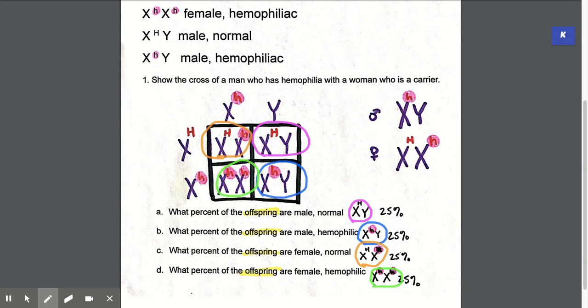I hope this is helpful. And again, when you tackle the X-linked problem set, I highly suggest you refer back to this video. All right. And again, feel free to reach out with any questions.